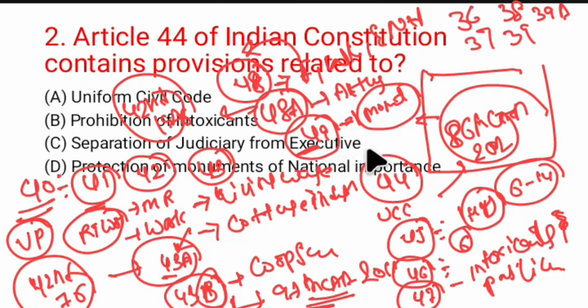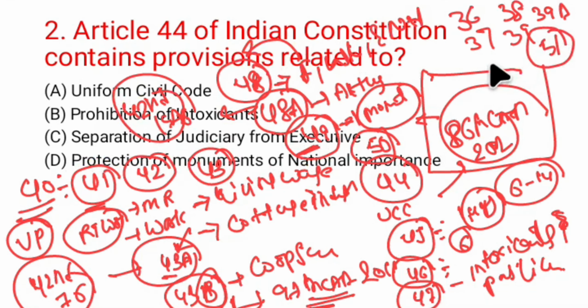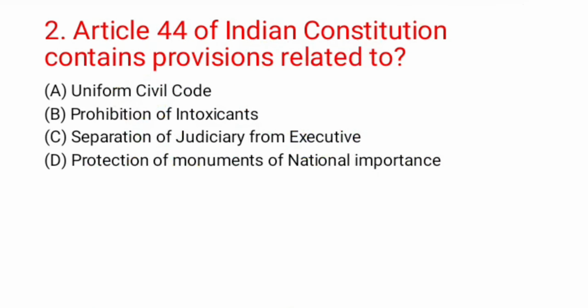And Article 50 talks about separation of judiciary from executive, and Article 51 talks about promotion of international peace. So these were the DPSPs from Articles 36 to 51. We discussed all of them. This was mentioned in Part 4 of the Indian Constitution. And now let us look at the amendments that we saw in between while understanding these provisions.